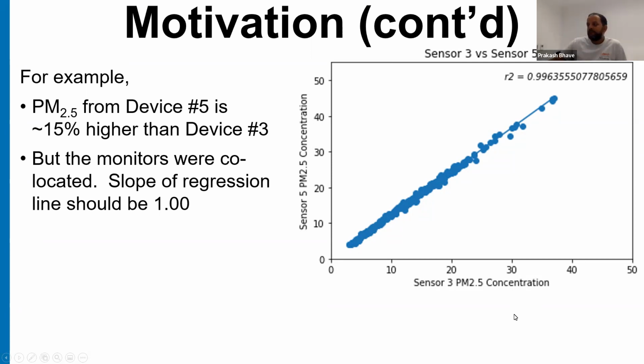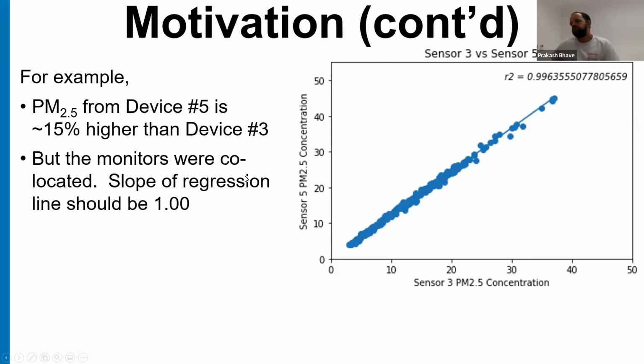Initially, this was very comforting. We thought, oh great, these Blue Sky devices are working awesome. Let's just go ahead and deploy them. But upon closer inspection, if we look at this regression line really closely, we can see that sensor number 5 here is measuring quite a bit higher than sensor number 3, maybe about 15% higher by my eyeball.